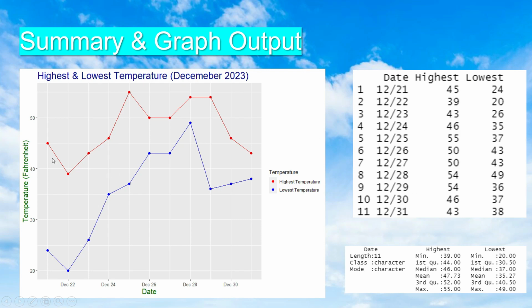And I noticed the starting day of December 21st was 45 degrees, and the lowest was 24. But I noticed it dropped all the way down here to December 22nd. It was 20 degrees, which is the lowest or the min, but the high was 39 degrees. And then suddenly it starts to increase here on Christmas Day.